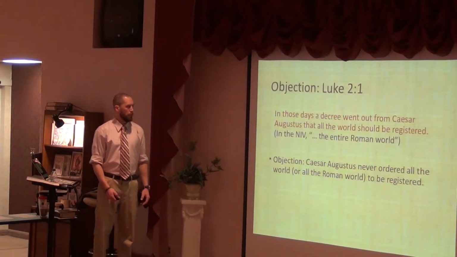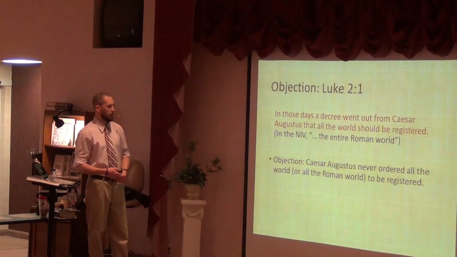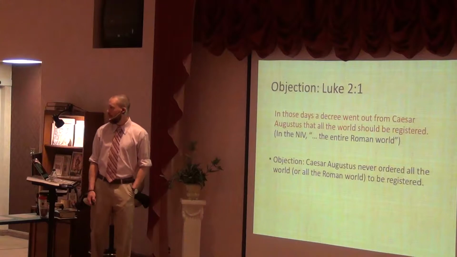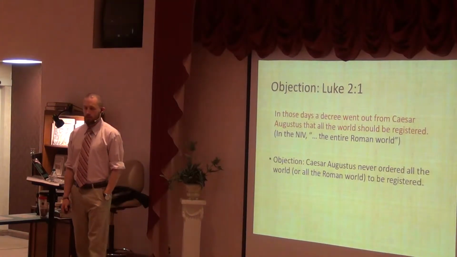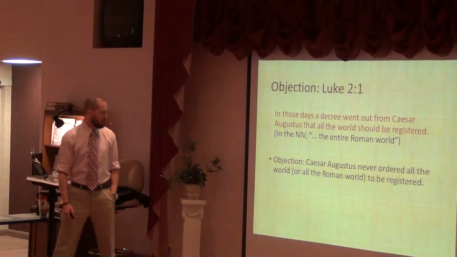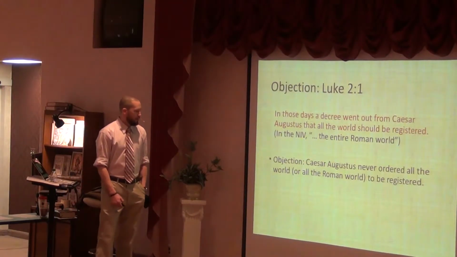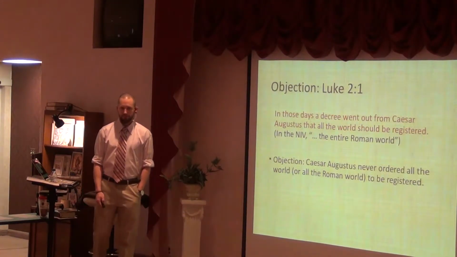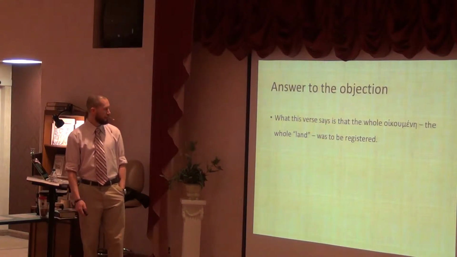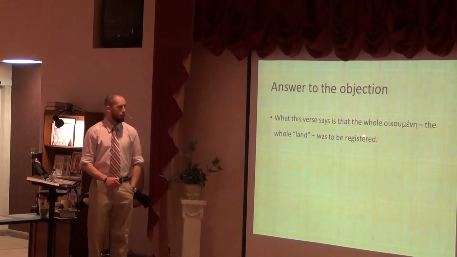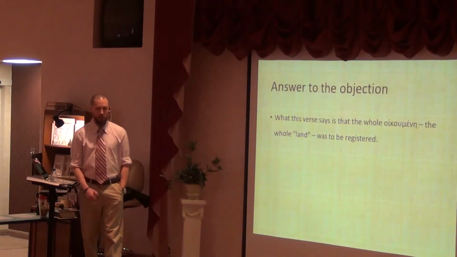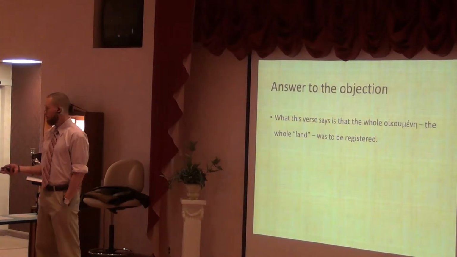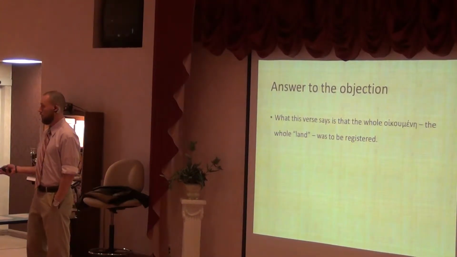So Luke mentions in Luke 2:1 that Caesar Augustus made a decree that all the world should be registered. The NIV says the entire Roman world should be registered. This is another reason why I don't like the NIV, because that's called an interpretation. So the objection is that Caesar Augustus never ordered all the world or all the Roman world to be registered. Well, let's look a little bit closer at that phrase. It says that the whole oikumene, the whole land, was to be registered. Now, when you read whole land, you have to do some interpretation. Your NIV did an interpretation for you. They take the whole land to mean the whole Roman land.